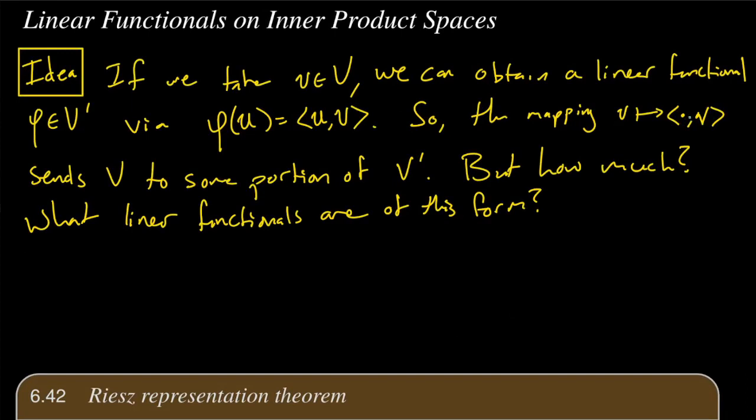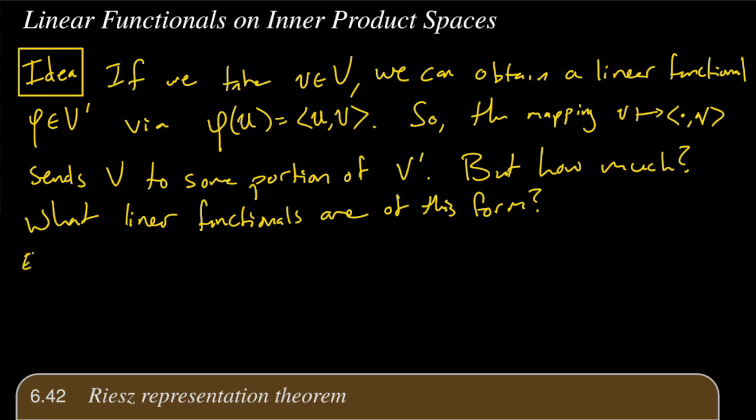And in fact, if you go and check, this map is at least additive. Is this map homogeneous? Is it linear? Over a real vector space, yes. Over a complex vector space, not quite. We need to be careful because when you pull out a scalar from the second argument, you have to conjugate it. So it may not exactly be linear right there, but close. So what linear functionals are of this form?